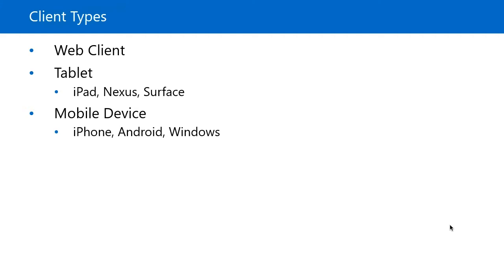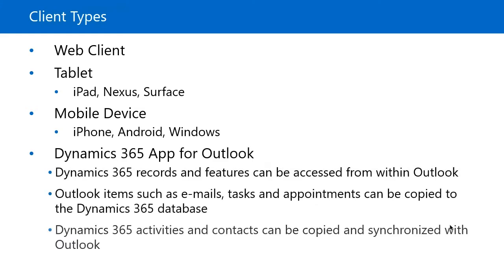The next option is using the mobile device or tablet. Using mobile devices such as smartphones and tablets, users can access and interact with their Dynamics 365 data wherever they are. Microsoft provides a free application via the Microsoft Store or iTunes that can be used to interface with the Dynamics 365 deployment. And then we have the Dynamics 365 app for Outlook client.